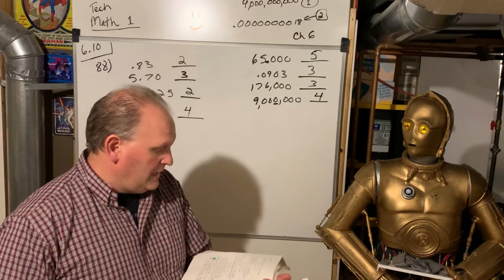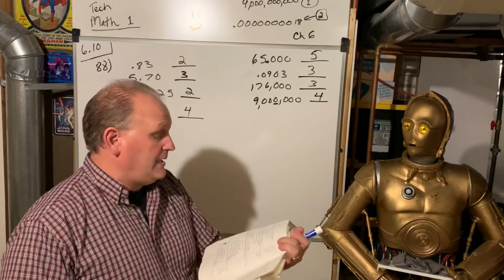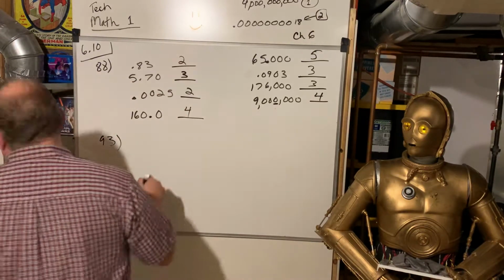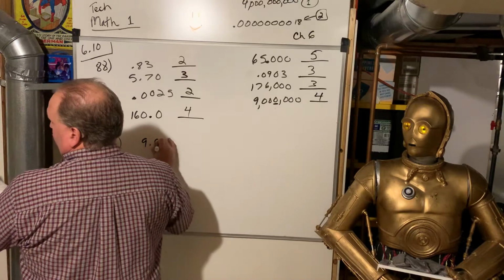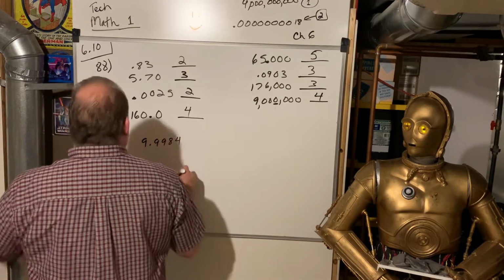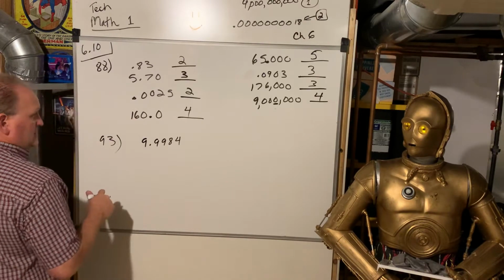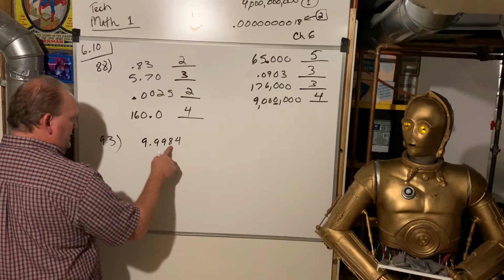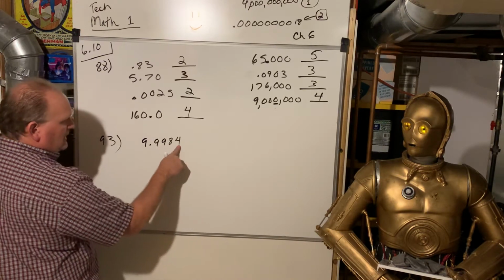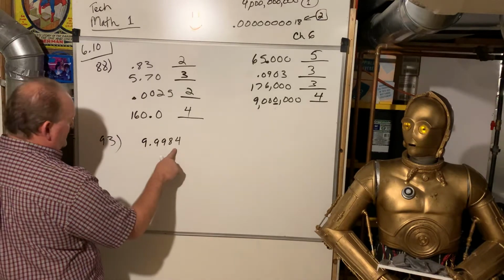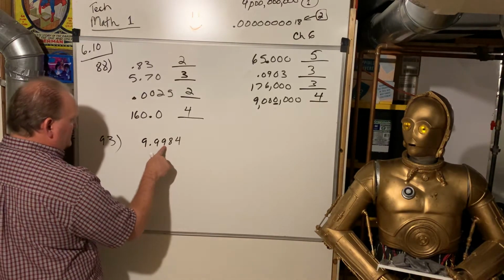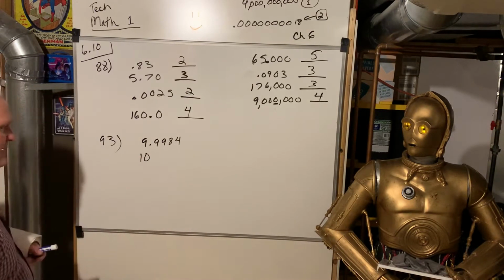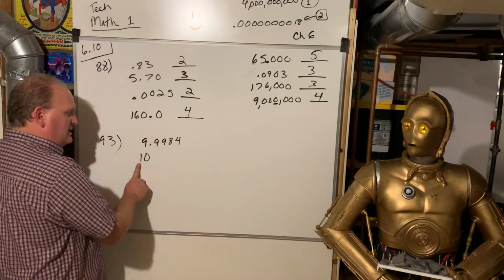All right, so let's get 93. Round to 3 significant digits. Okay, so they give us numbers and then they tell us to round. 9.9984, and I have to round that to 3 significant digits. Well, if I just rounded it to the 8, that would be 4 significant digits. So I have to round it to that. Well, that bumps to a 10. So it's 10. But if I write just 10, that's only 1 significant digit. So I have to fix it.